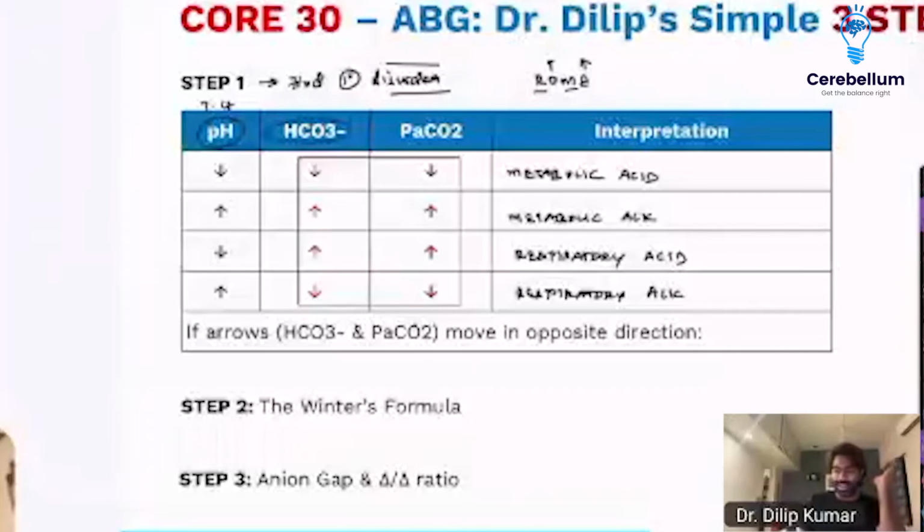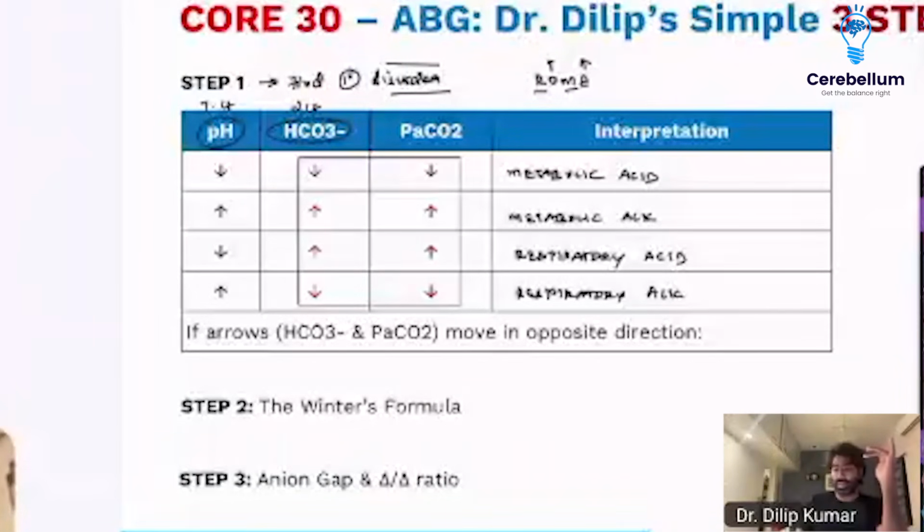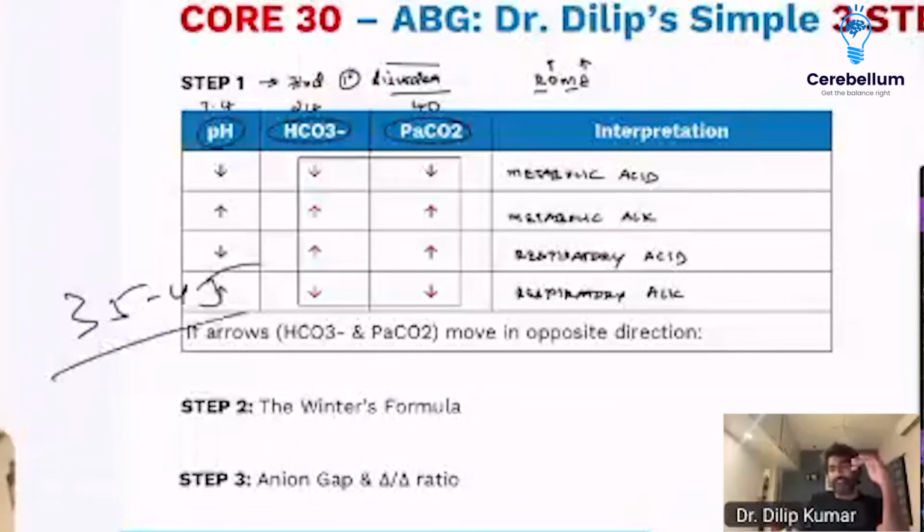And the average bicarbonate is around 24. The exact normal value is 22 to 28, but less than 24, you can take it as low, and more than 24, you can take it as high for problem solving purposes. Similarly, PaCO2 average is 40, but it ranges from 35 to 45. You know that. So again, for solving purposes, less than 40, you can take it as low, and more than 40, you can take it as high.